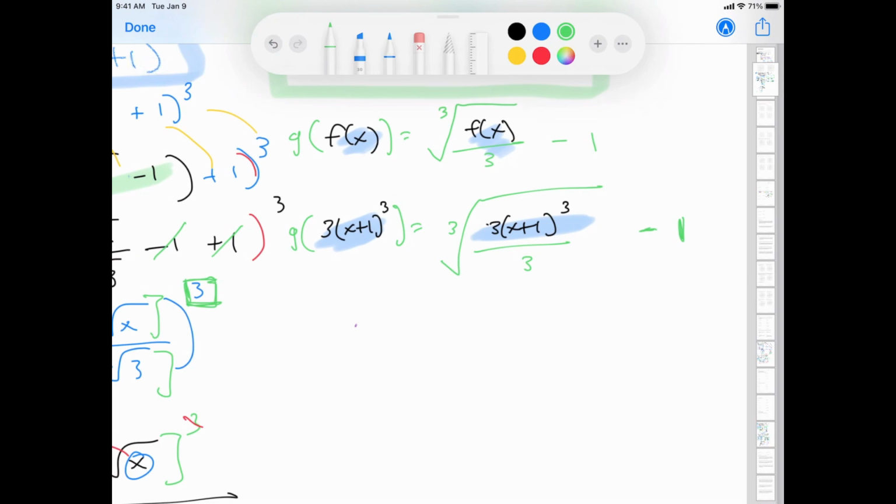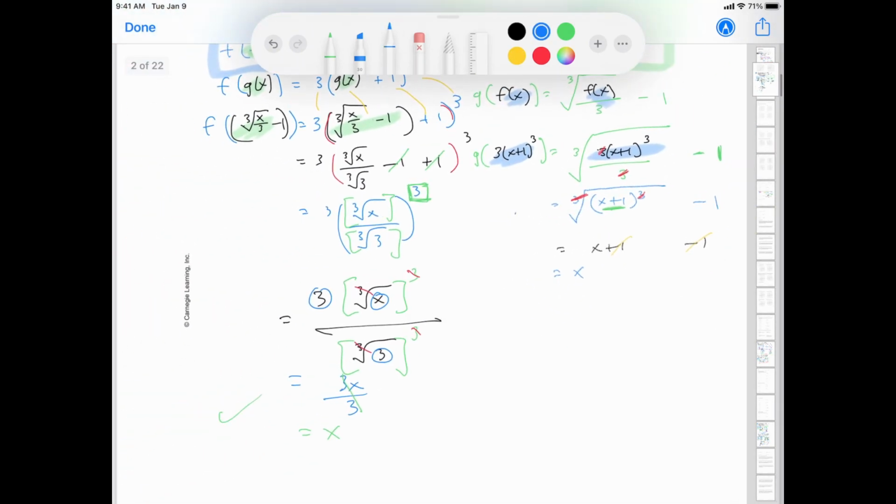Okay, so what can we do here? Well, these 3's, 3 divided by 3 is 1, so now you have the cube root of x plus 1 to the 3rd power minus 1. And then again, same thing, this 3 and the cube root out here are opposites, so you're just left with what's inside. So now we have x plus 1 and that minus 1, negative 1 plus 1, that will equal x. So that is good, they're both equal to x, therefore they are inverses. See you guys.